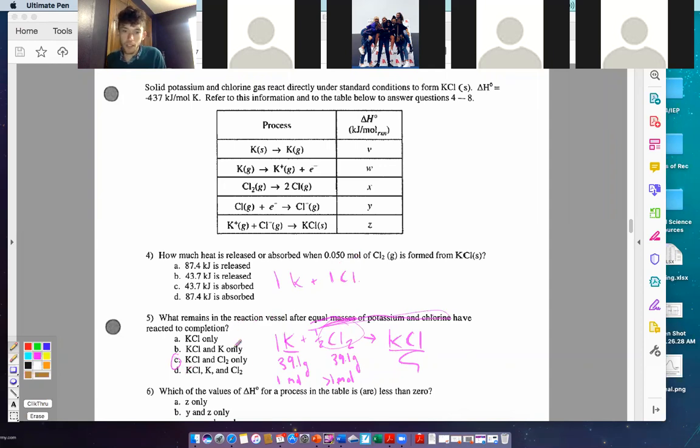Okay, that one was really hard. People have a hard time with this question every year, but you have to realize that it's a stoichiometry question, and it's asking you about what happens when you have equal masses of these. It's a limiting reactant problem, and you can kind of figure it out from there.